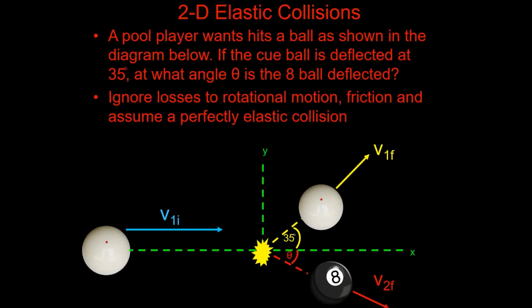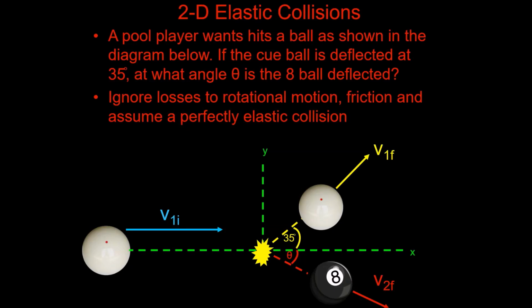So here's a quick question. A pool ball comes in, hits the 8 ball. They bounce off of one another. The cue ball bounces off at 35 degrees. What angle is the 8 ball deflected at? We're saying that these things are not rotating, so don't worry about losses due to rotational motion. That's irrelevant. And we're going to say what is going on here in terms of the angle.